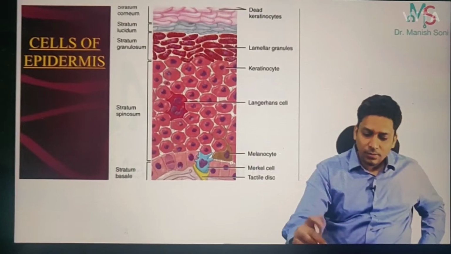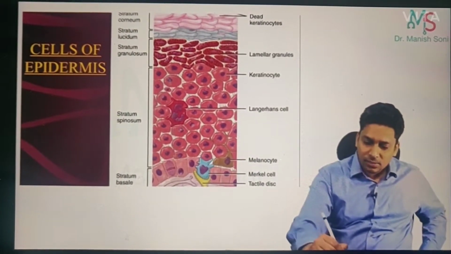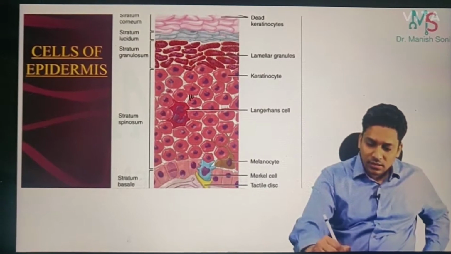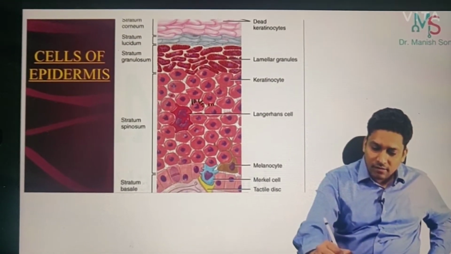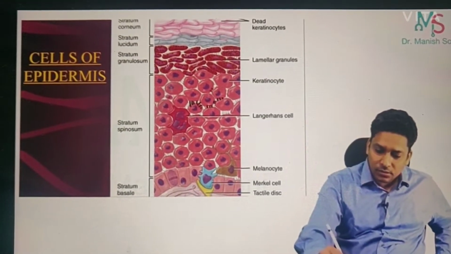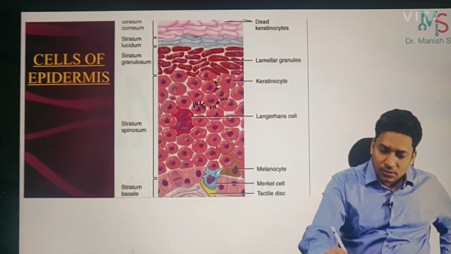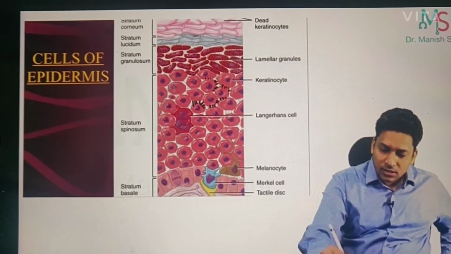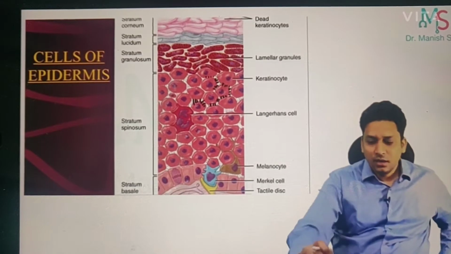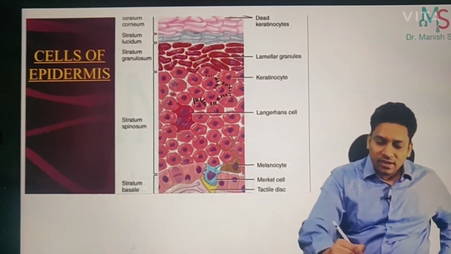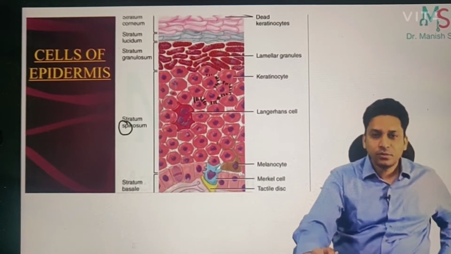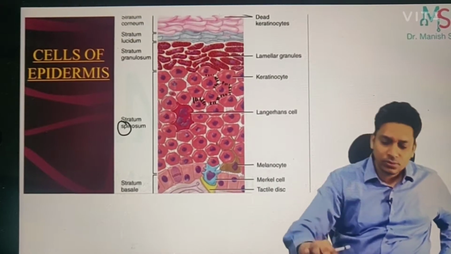Under the microscope they look like spines. So as you can see here, all these keratinocytes have these spine-like processes. Why are these spine-like processes present here? Because these are desmosomes. Okay. So now you know why this layer is known as stratum spinosum, because of these desmosomes.